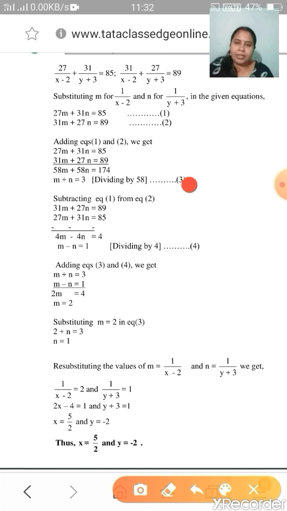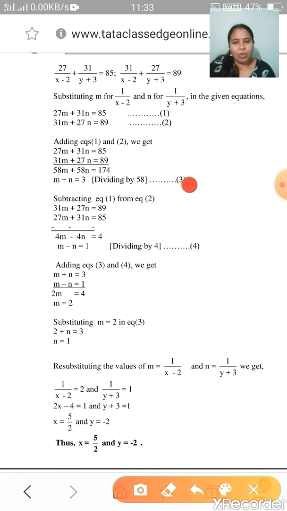So while subtracting, I hope you remember, for the second equation all signs have to be changed. So changing the sign, 27 will become minus 27, 31n will become minus 31n, and 85 will become minus 85. So first step, 31 minus 27 is 4m. Again, plus 27 minus 31 is minus 4. So we get minus 4n is equal to 89 minus 85, which is 4.